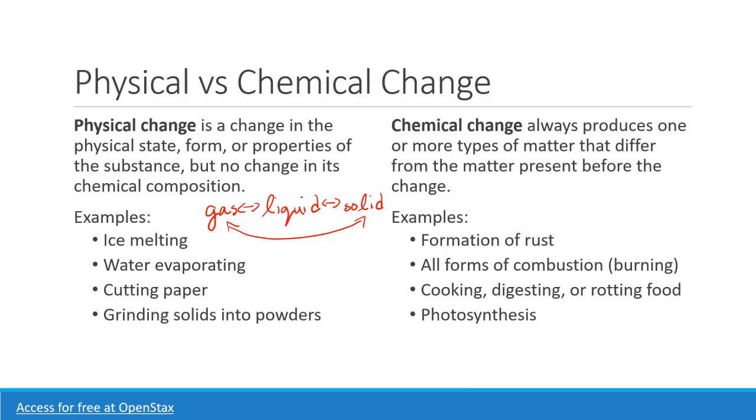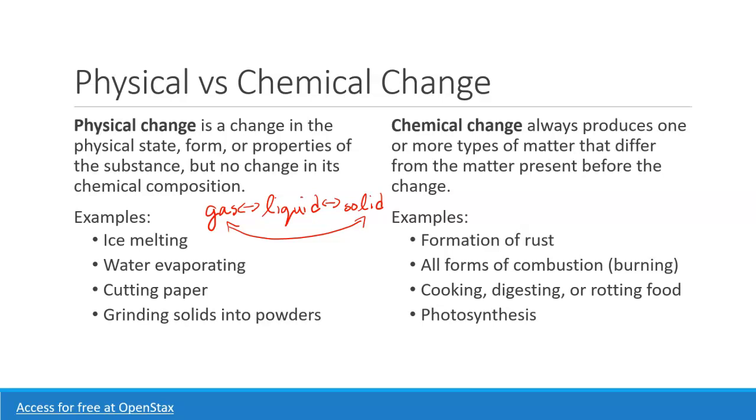So examples could be ice melting, which is going to be from a solid to a liquid, water evaporating, which is from a liquid to a gas. We can also cut things or grind things, and that's not going to change the chemical composition. So if we cut a piece of paper, it's still paper, and if we grind a solid into a powder, it's still the same solid, just in a different form.